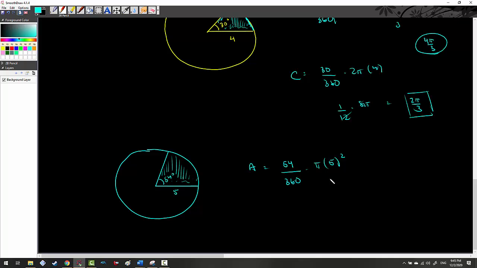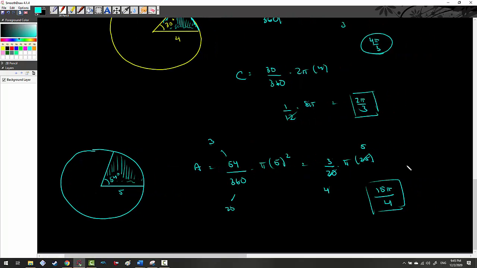So from here, 54, I believe that divides into 18, giving me 3. 360 divides into 18, giving me 20. So what I have is 3 over 20 times pi times 25. Now I believe the 5 and the 25 and the 20 can cancel each other, giving me a 5 and a 4 up here. 3 times 5 is 15 pi over 4. That is the area of that sector right there.